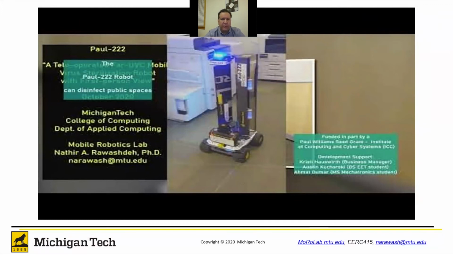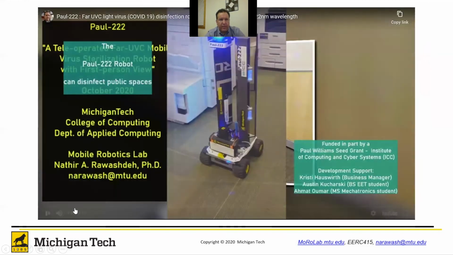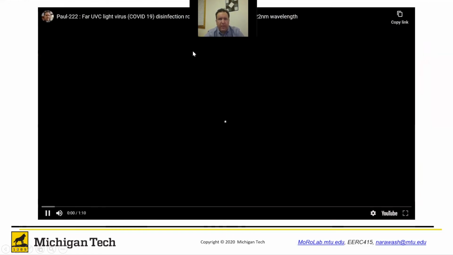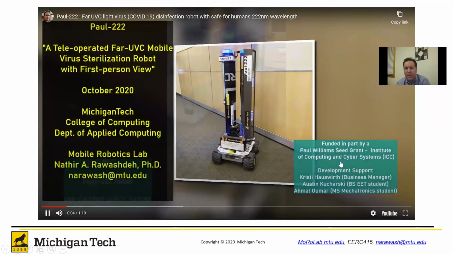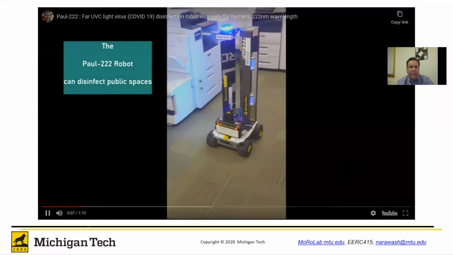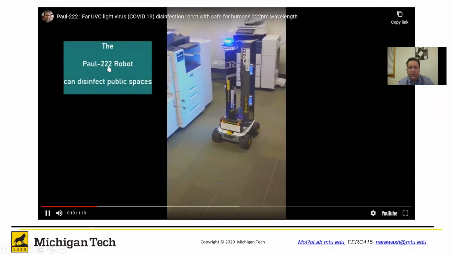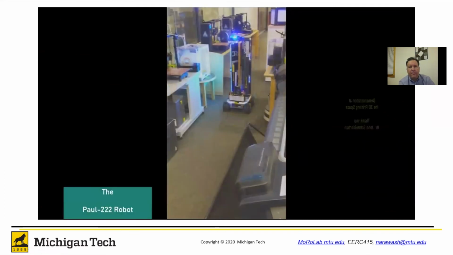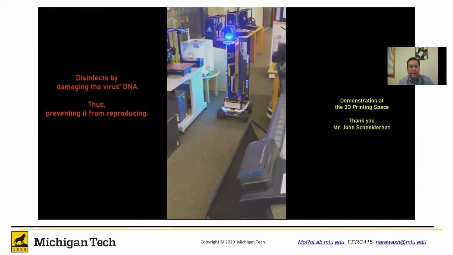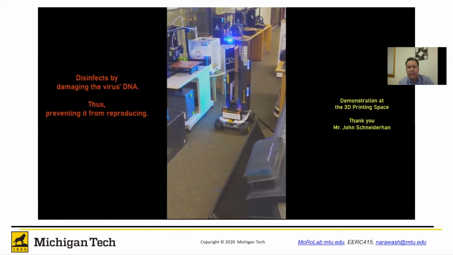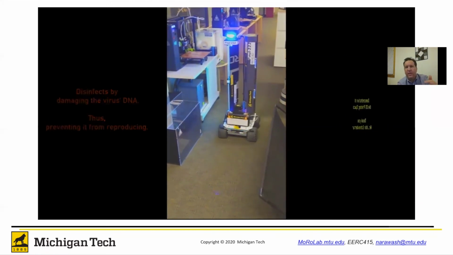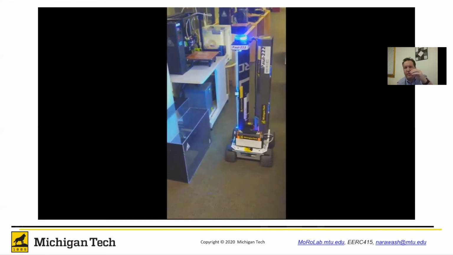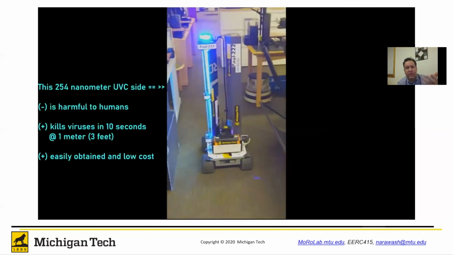One last thing I want to show on it is a robot that disinfects spaces. So I'm going to run the video and talk about it. This has been sponsored by a Paul Williams Seed Grant. That's why I called the robot Paul 222. It can disinfect public spaces. It kills the coronavirus by damaging its DNA, so it cannot reproduce. If there's a virus on the surface, it'll just get damaged by the radiation and cannot reproduce.